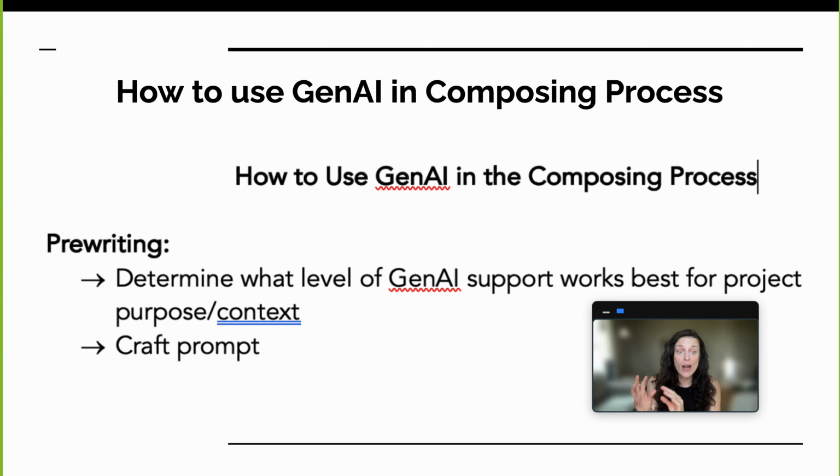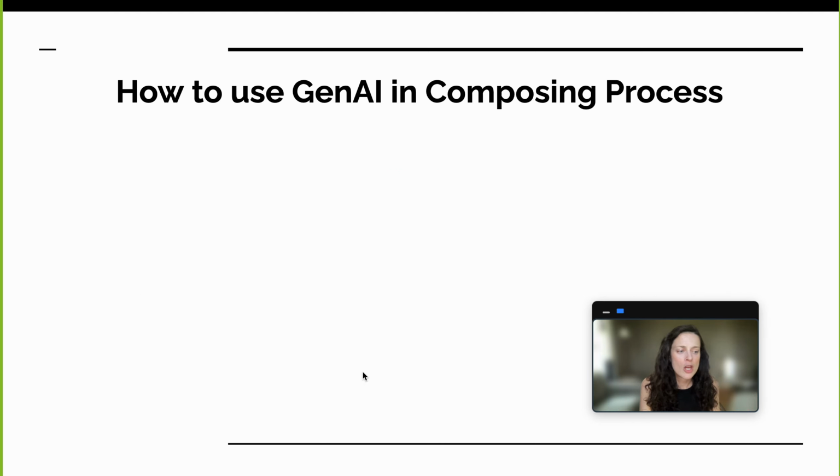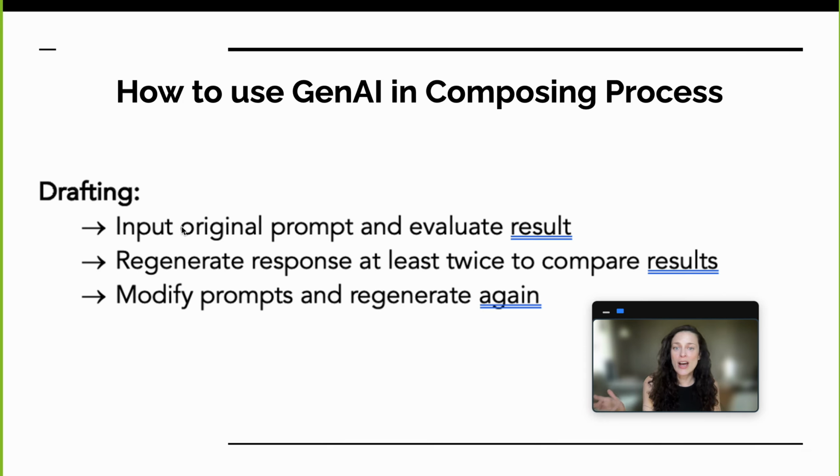So for the pre-writing or the research phase, you are going to need to determine the level of support you're going to want for your project. And then the pre-writing stage really, I think, is partly crafting a very good prompt for you then to use GenAI to do the drafting of your actual composition. So next, you'll have to do the drafting stage. And whereas this looks a little different when you're not using GenAI, if you're using GenAI in a more intense way, you will have to put that original prompt in and then generate the result.